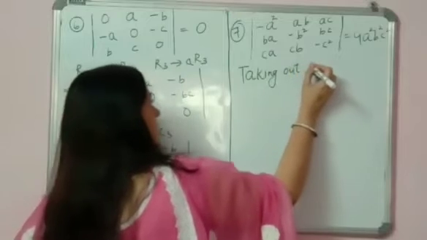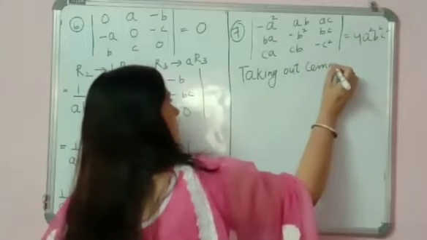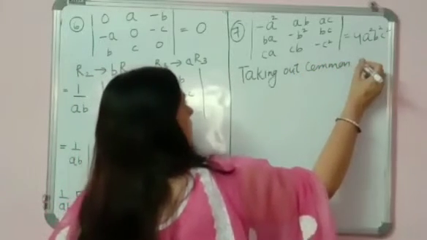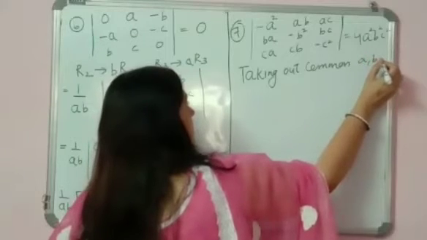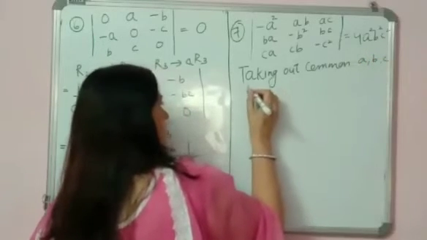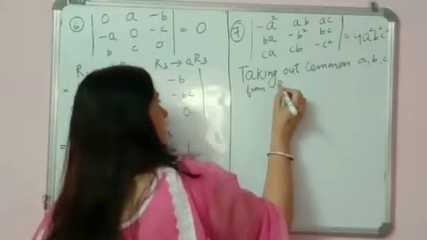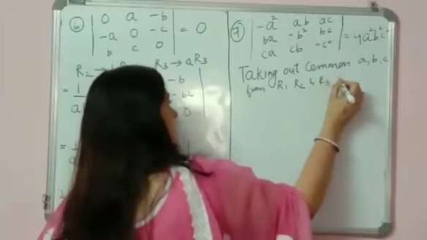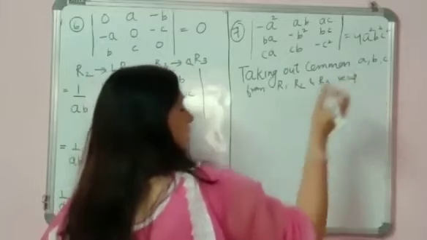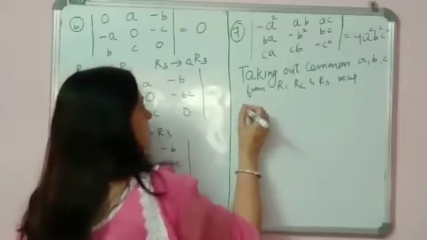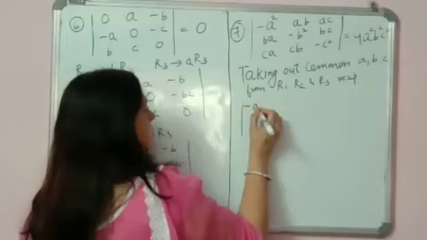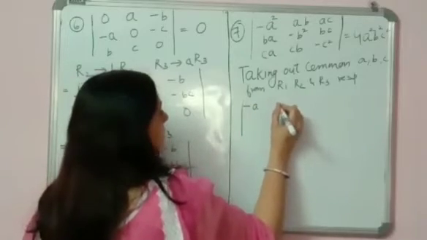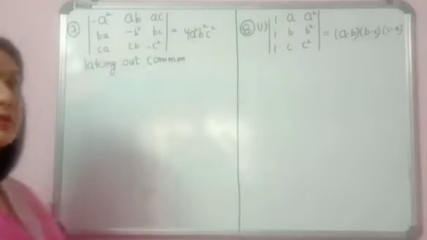So taking out common a, b and c from R1, R2 and R3 respectively. So we have what? So a is common. Now left is minus a. Okay, now let us come to question number 7.